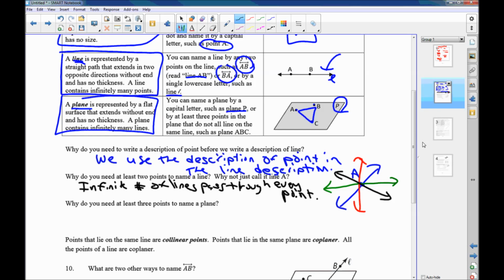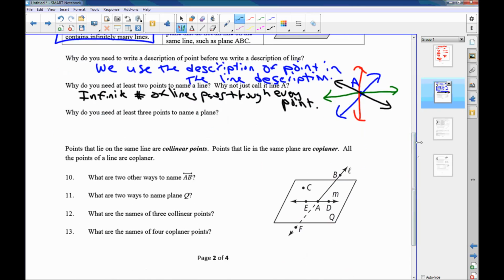Okay, so if I tried to define it by just 1 point, then I don't know really what I'm talking about. Yeah, we can draw a picture of 1 line there, but somebody else could come along and draw 5 other pictures that could go through their point. Okay, so why do you need at least 3 points to name a plane? It's going to be very similar.